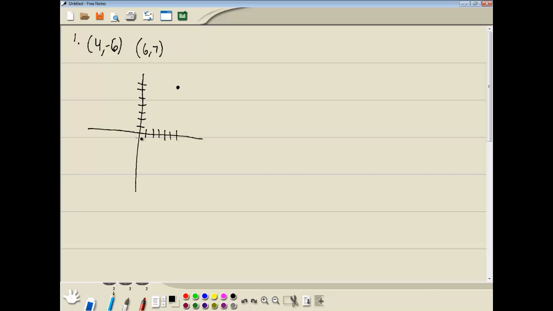4, -6. The 4 is your x, the y is your -6, so I'm going to the intersection of 4 and -6 and putting a point. So this one right here is 6, 7, and this one right here is 4, -6. That's part A.